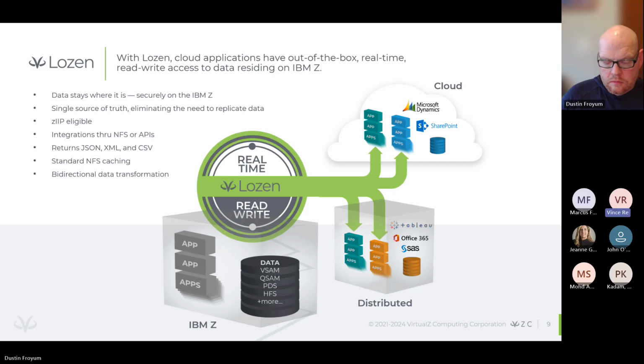We talked a little bit about data transformation, same transformation engine in Lozen. So if I want to read, let's say a VSAM file, and I want to see it bit for bit the way it exists on the disk, sure, I can do that. If I want to see it as a JSON object or an XML object or a CSV record, I do that too. I can see the data any way that I want.